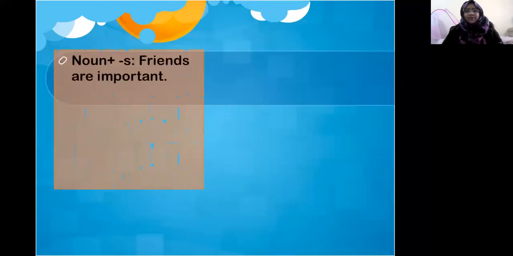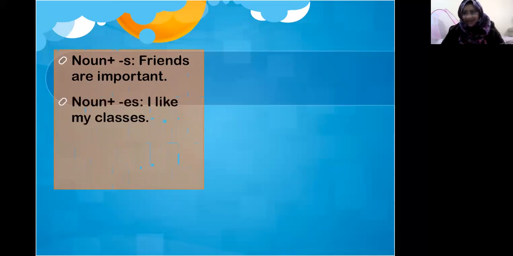Now, let's see where we use S and ES. This is something very clear that I hope all of you understand: with any noun, when we use S or ES at the end, it means that we want to say that the noun is either singular or plural. When a noun is singular, we write it without S. For example, friend. But when it is plural, we add S with the noun in order to make it plural, right?